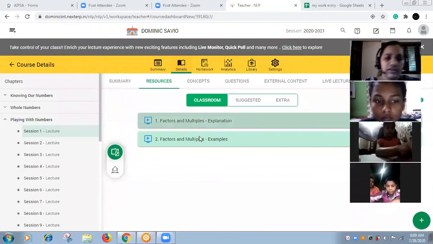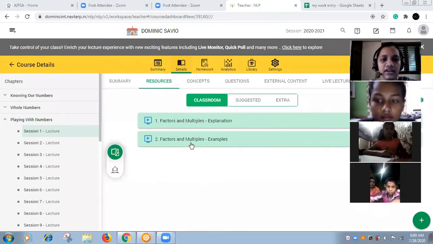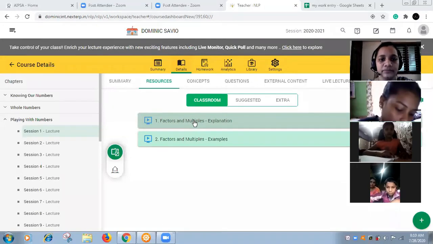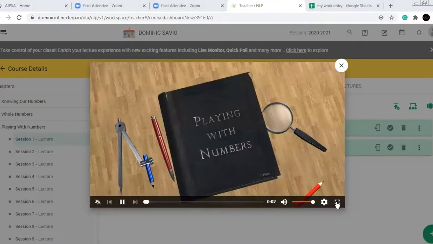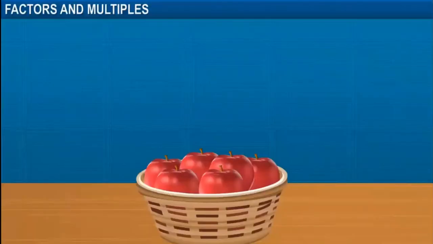Okay, so today we are dealing with the new chapter, chapter number 3, playing with numbers. The first topic that we are covering here is factors and multiples. You can write down in your notebook also factors and multiples. You will learn to identify the factors and multiples of numbers. Let's begin with an activity.